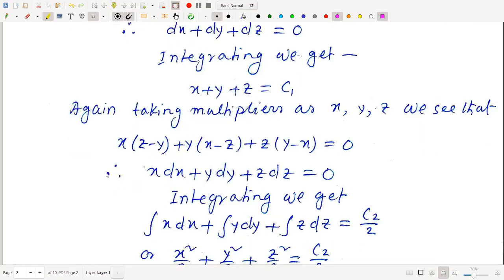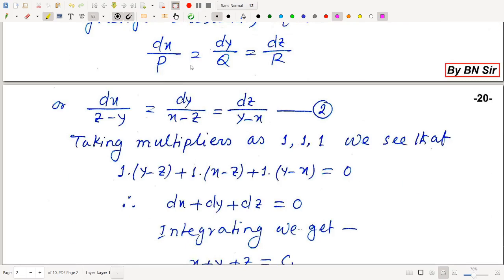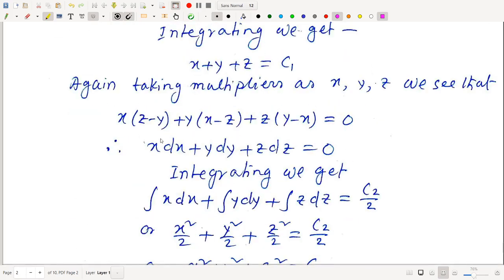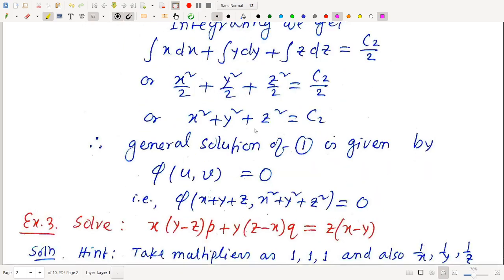U we have got. Again taking multipliers as x, y, z, we see that if we multiply this p, q, r by x, y, z respectively and add, what do we get? x(z minus y) plus y(x minus z) plus z(y minus x) equal to 0. You can check. That means, numerators were dx, dy, dz. So it will be x dx plus y dy plus z dz also 0. Therefore integrating we get x square by 2 plus y square by 2 plus z square by 2 equal to c2 by 2. Here I have written c2 by 2 so that these two get cancelled. The answer will be nice. So x square plus y square plus z square equal to c2. That is b equal to c2.